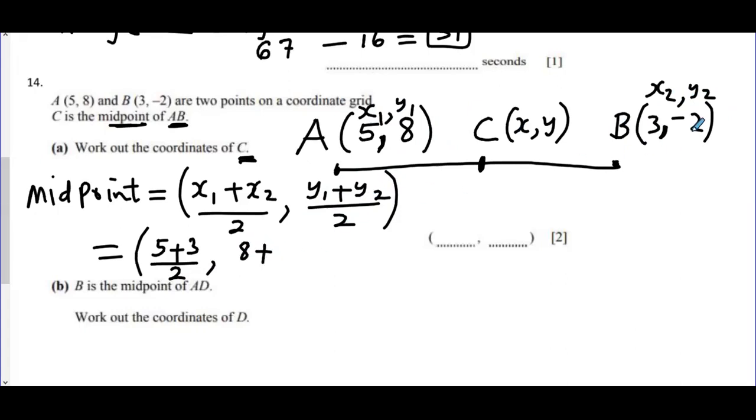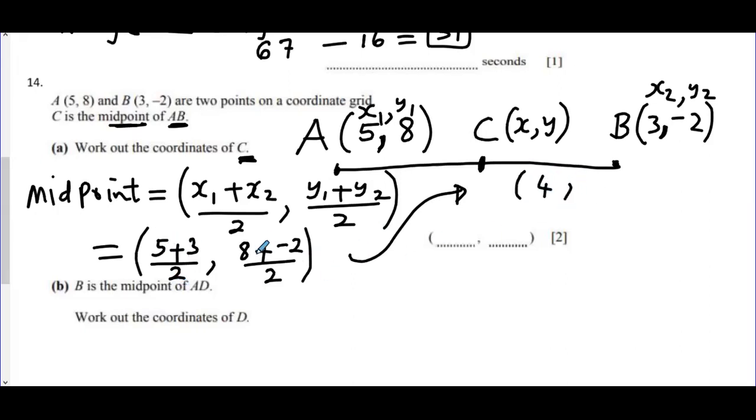Plus y2 will be -2. The answer you get, you need to divide by 2. Okay, so I'm going to shift this calculation here. 5 plus 3 is 8. 8 divided by 2 is 4.